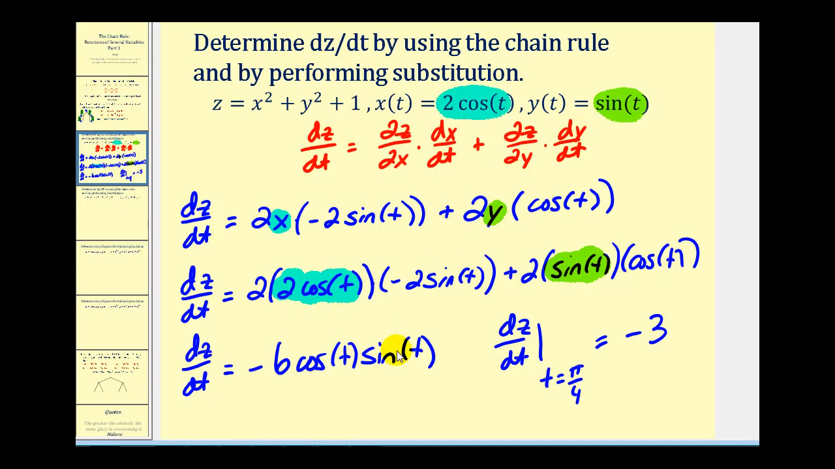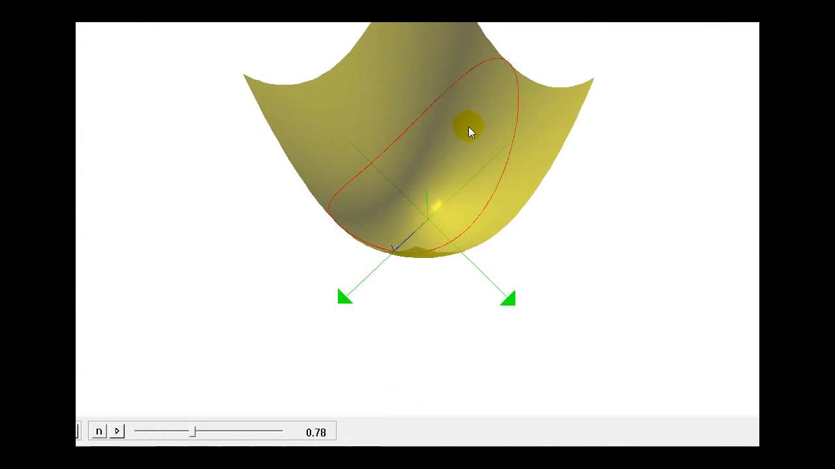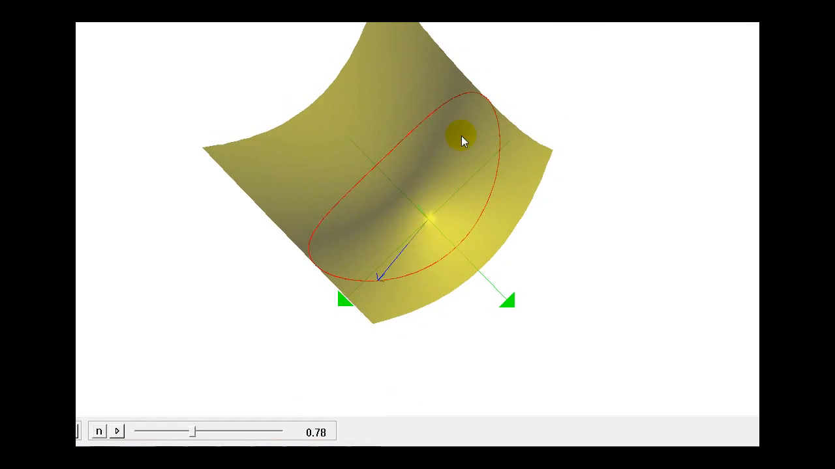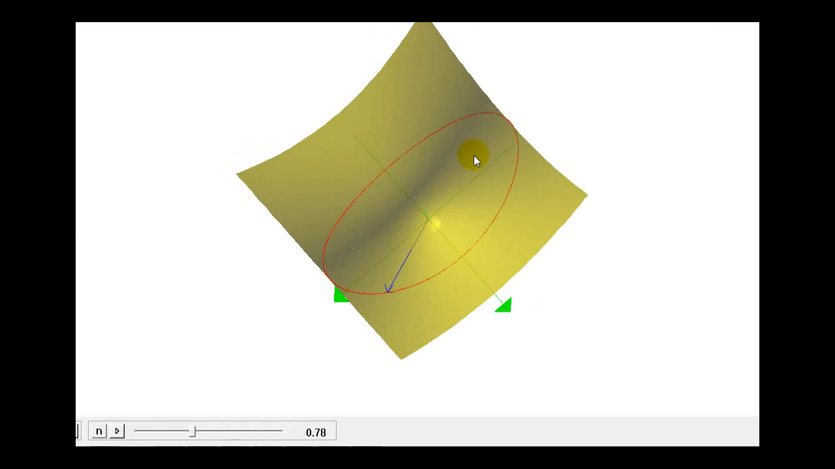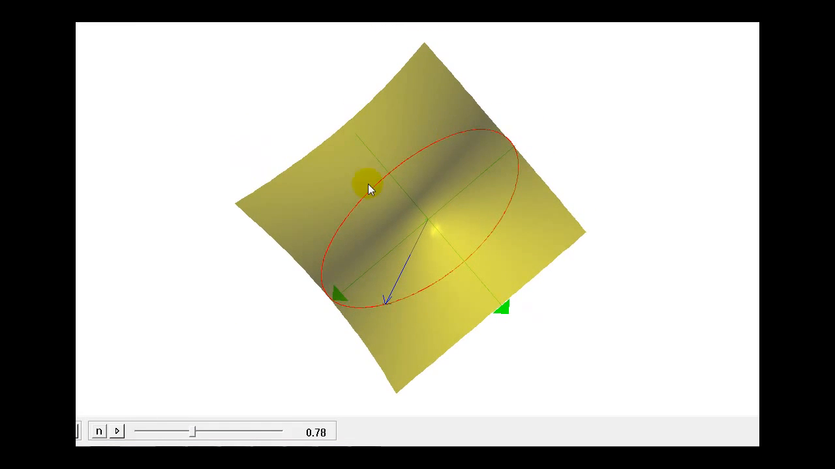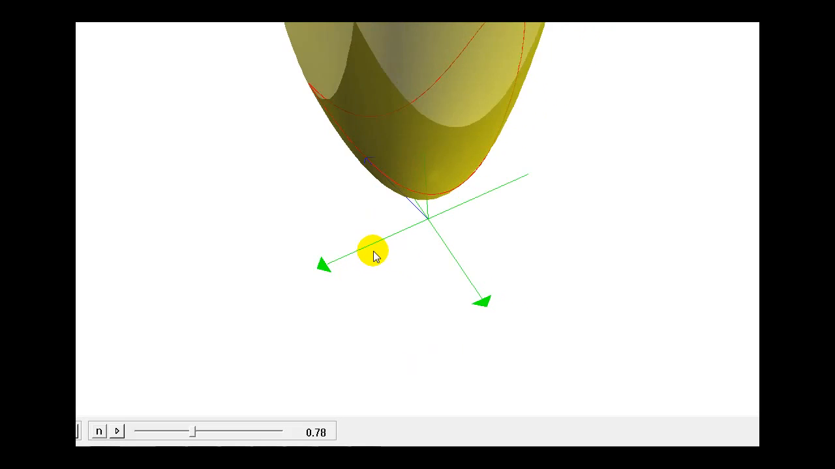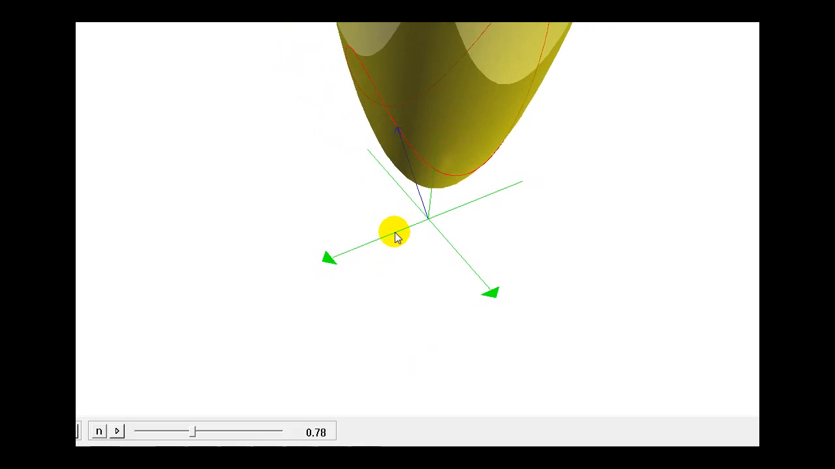Let's take a look at this. In yellow we have the surface generated by the function, and if I angle this correctly you can see the elliptical path of the particle on the surface given by x equals 2 cosine t and y equals sine t. It's an ellipse. So as t changes, you can view this blue vector tracing out what could be the path of a particle on the surface.